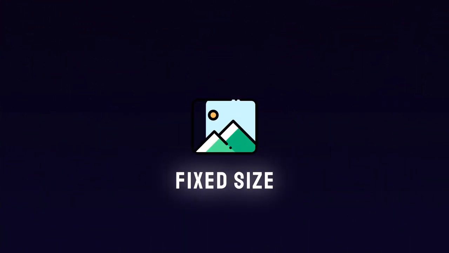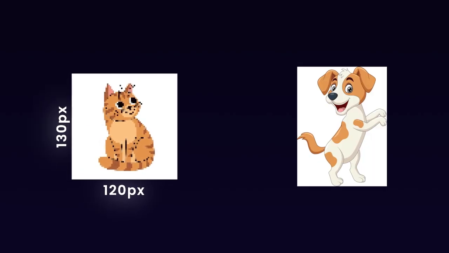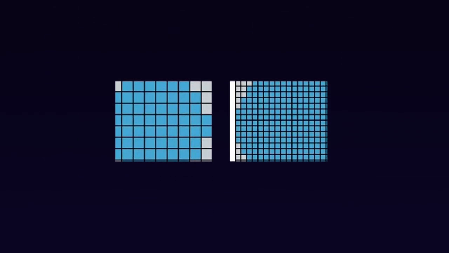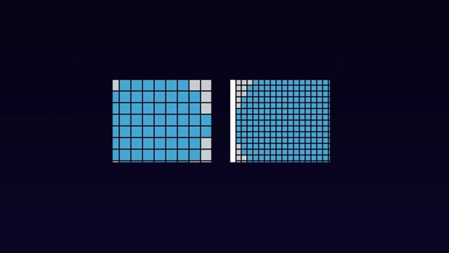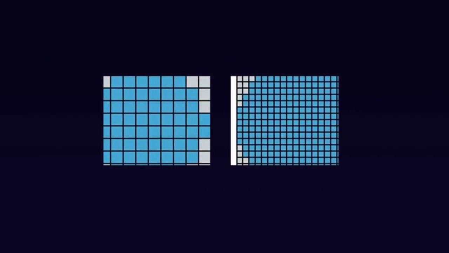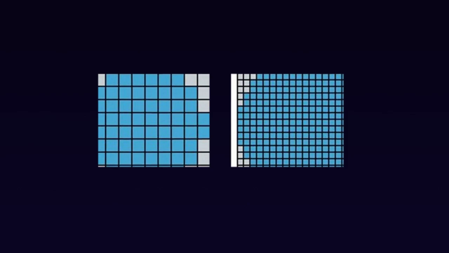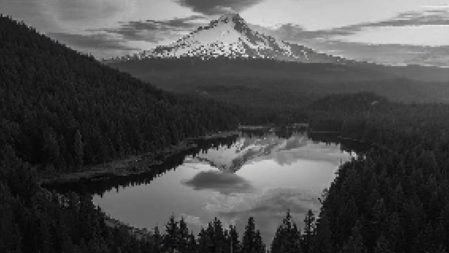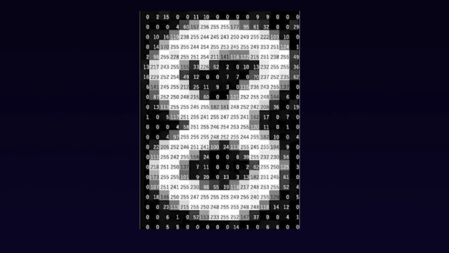Every image has a fixed size, right? For example, a cat with 120 by 130 pixels and a dog with 500 by 1000 pixels. You can check that every image has pixel values. That means this image has height and width, and every position in this grid is a pixel. Let's work with a black and white image, a grayscale image. In a grayscale image, each pixel has only one value. That value represents intensity from 0 to 255.